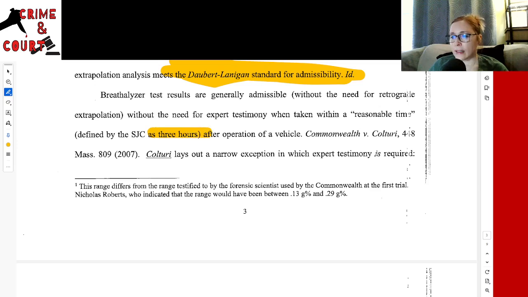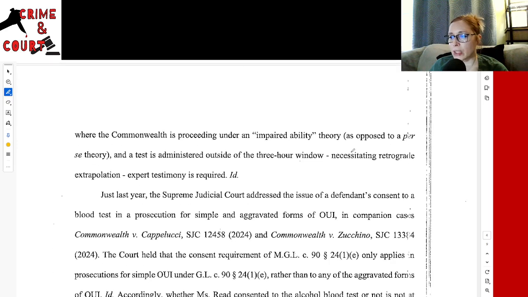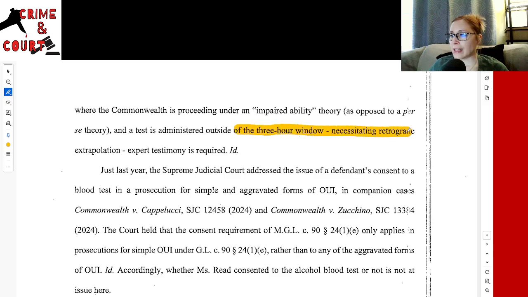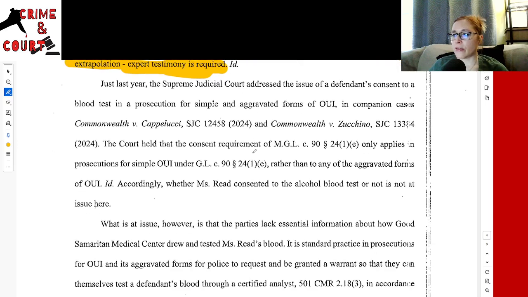In Coltori, they lay out a narrow exception in which expert testimony is required: where the Commonwealth is proceeding under an impaired ability theory, as opposed to a per se theory, and the test is administered outside of the 3-hour window, necessitating retrograde extrapolation. Expert testimony is required. So they need an expert to verify this.